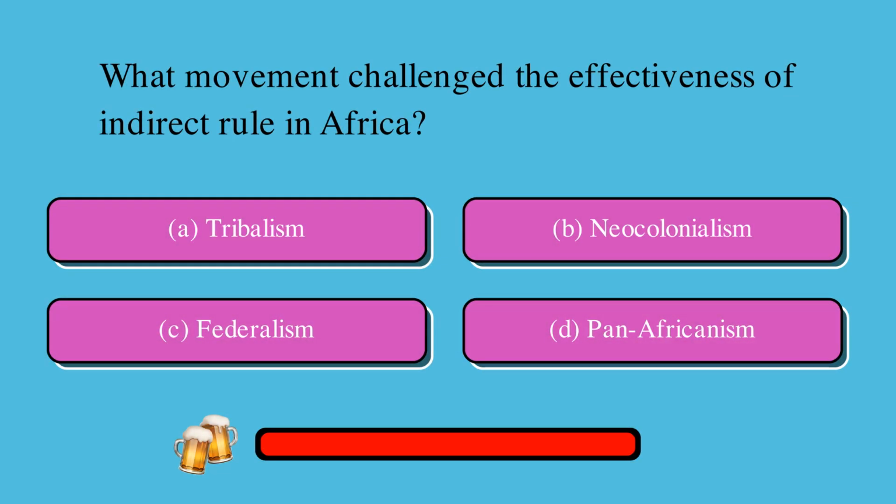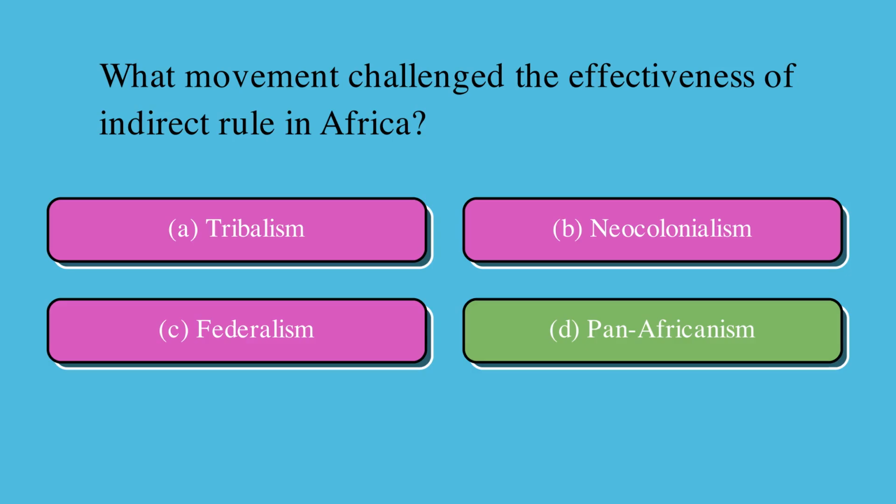What movement challenged the effectiveness of indirect rule in Africa? Is it A, tribalism, B, neocolonialism, C, federalism, or D, Pan-Africanism? The correct answer is D, Pan-Africanism.